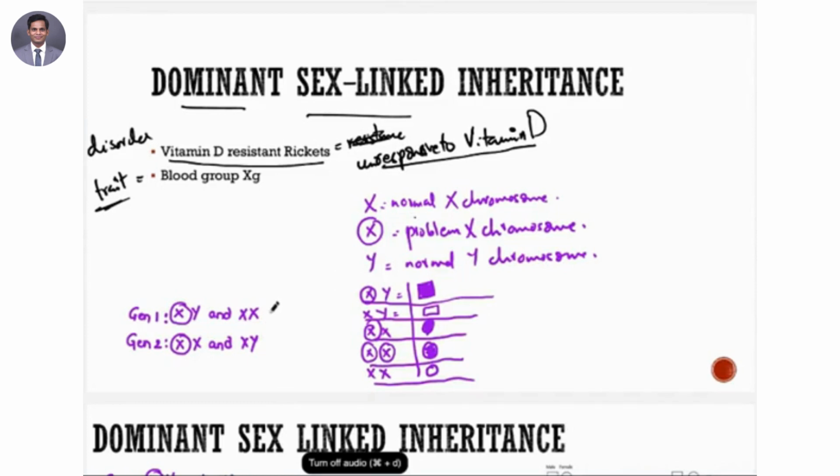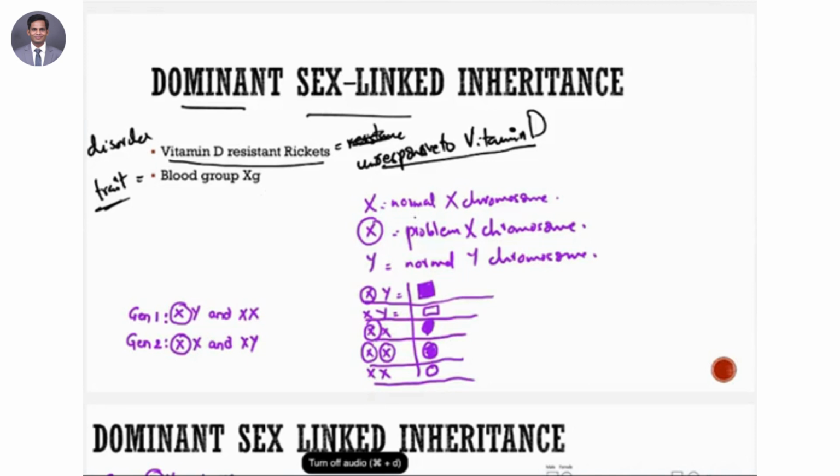Similarly, in females, you have two different kinds of combinations. You can have one X that is affected, then you can have both X that are affected. So both of these things are going to result in what? It is going to be an affected person because it is dominant. Is that clear? Is there any other combination that I'm missing? I don't think so.